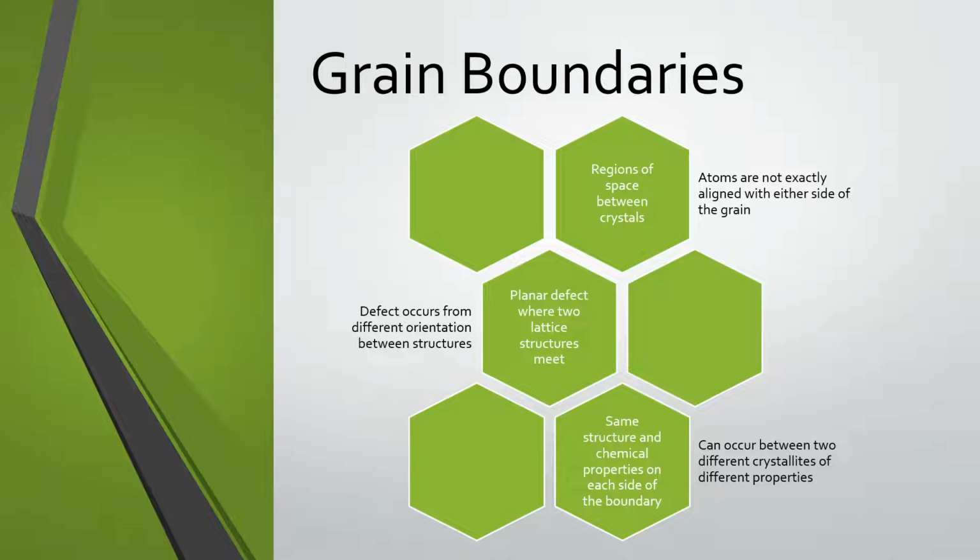And usually on each side of the grain boundary there is the same structure and chemical properties, just the orientation differs. But this can also occur between two different crystallites of different properties.